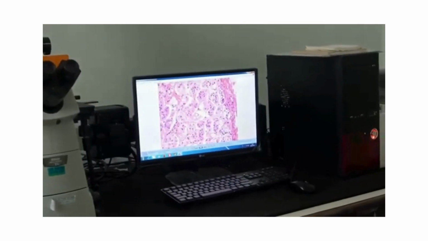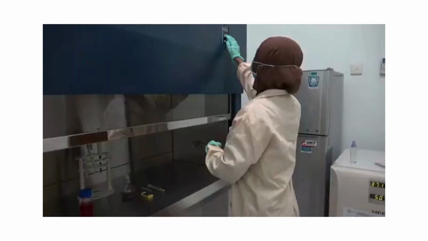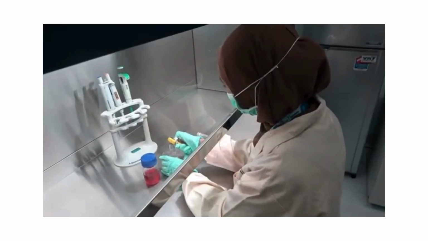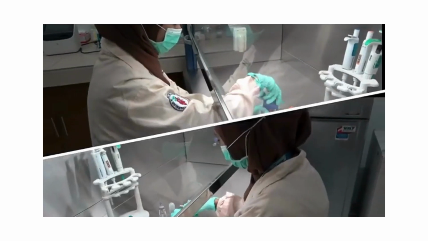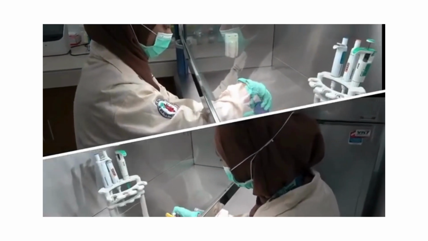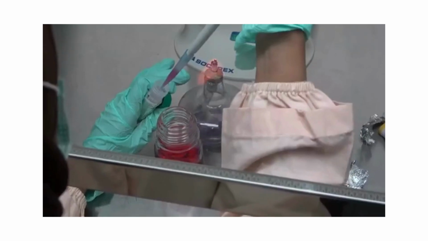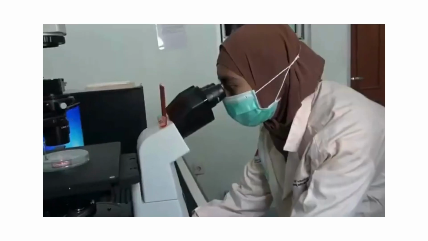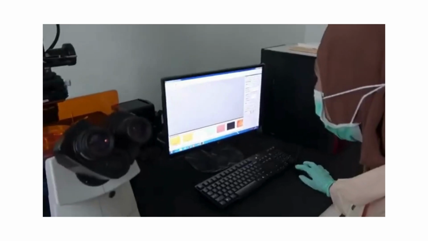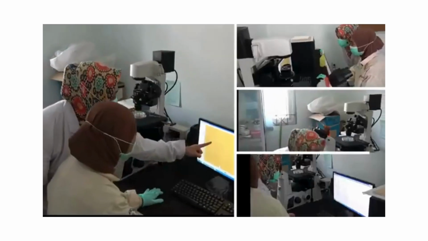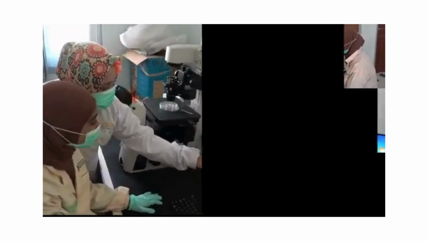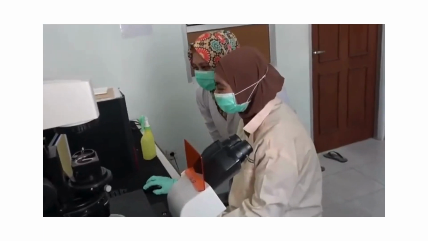Laboratory of Animal Cell Culture. The Laboratory of Animal Cell Culture is used both for student and lecturer research in animal biotechnology. This laboratory consists of a preparing room, culture room, and analysis room. This laboratory is supported by several tools for animal cell culture. The research currently being conducted in this laboratory is pancreatic cell culture and sheep endometrium cell culture.